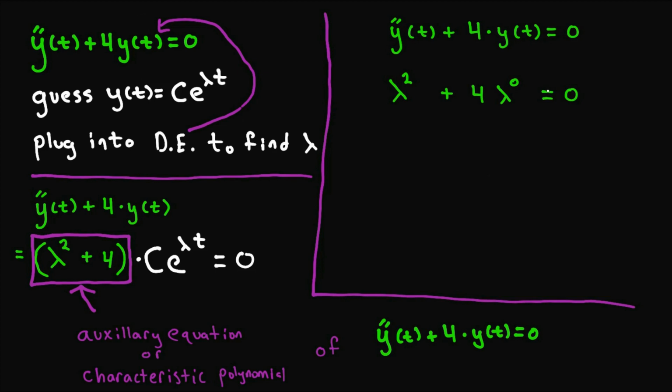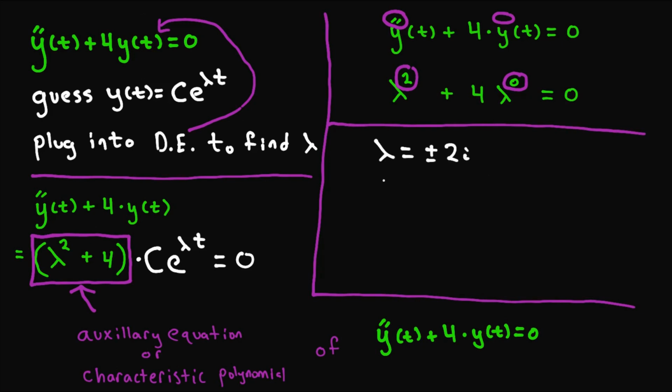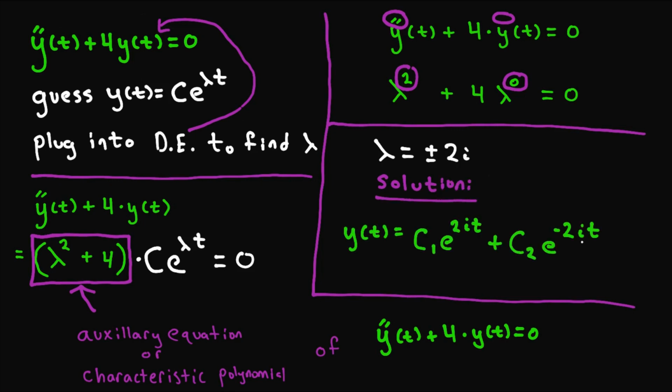I've written lambda to the 0 in place of 1. And you can look, so there's two derivatives on the first y, and there's a squared on the first lambda, and there's 0 derivatives on the next y, and there's a 0 power on the next lambda. The roots of the auxiliary equation were lambda is equal to plus or minus 2i, and these roots told us that the solution was y of t is equal to c1 e to the 2it plus c2 e to the negative 2it.